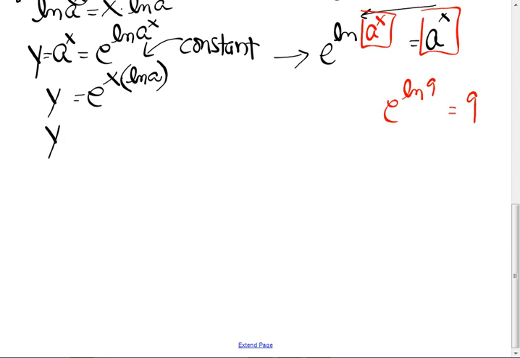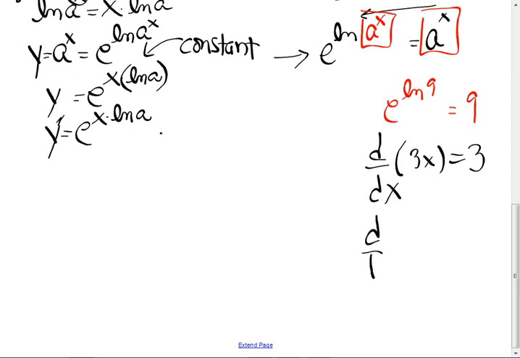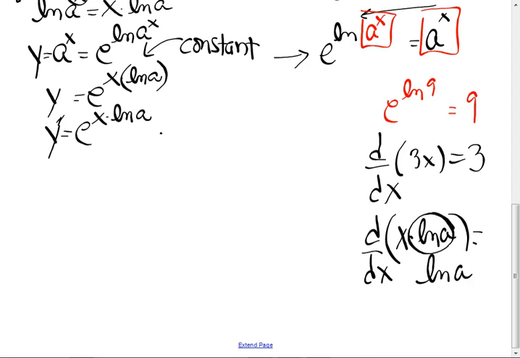So what is y prime? Well, it's e to the x times the log of a times the derivative of x times the log of a. Remember, log of a is a number. Like, what's the derivative of 3x? Well, the derivative of 3x is 3. So what's the derivative of x times the log of a? Log of a is like a number, like 3. It's just not x. If it were 1x, it would be 1. It's just the log of a. Remember, this is a number, like 3.